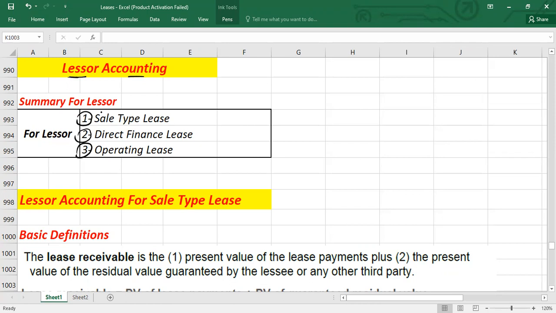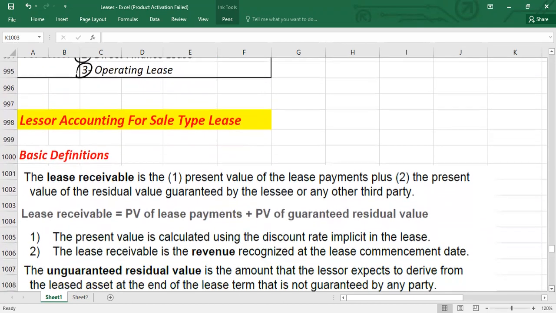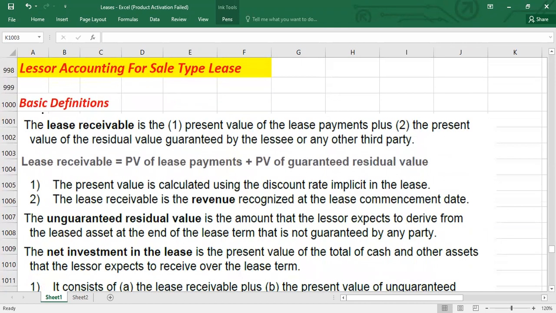So I'm assuming in this video the lease is properly classified as a sale type lease, and we will see how the lessor will perform the accounting entries. So here we go, guys. Before going into the detail, let's first cover the basic definitions. The first definition which we are going to talk about is called lease receivables.